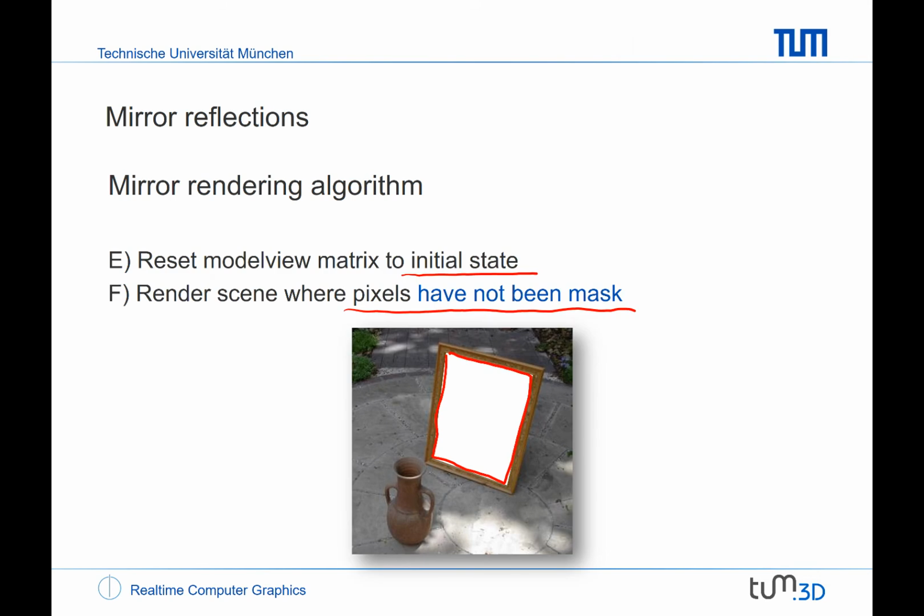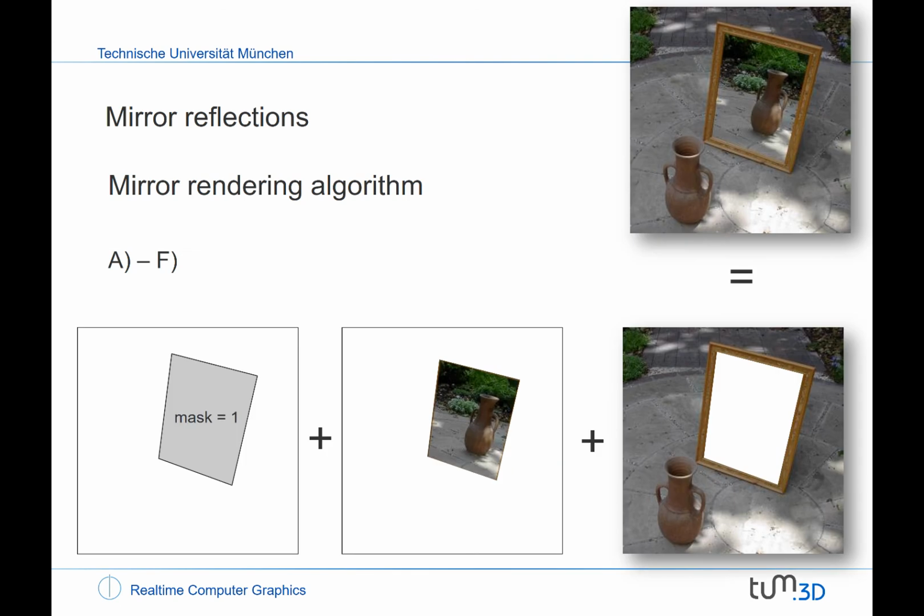Therefore we simply have to switch the stencil test by saying now render the initial scene, but only render it to those pixels where the stencil buffer values are equal to 0. So then this gives the final result, the mirror rendering algorithm, stages A to F, which we have described.